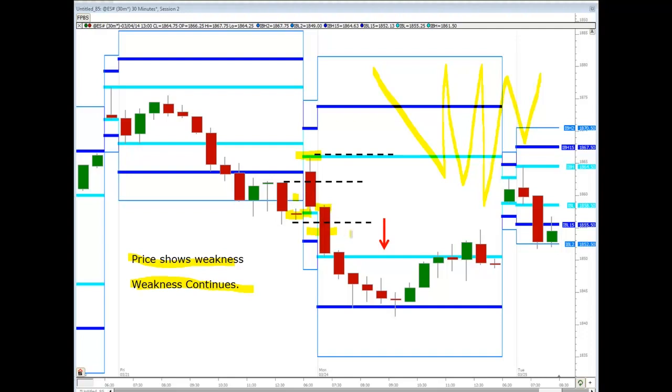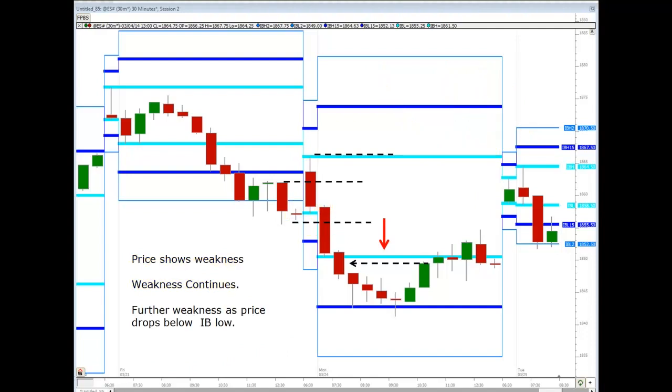Now let's see what happens as price action develops. Price actually shows further weakness as price drops below the IB low. So remember, we got the first two candles here. We established our initial balance for the day. Now, what happens next? I see more weakness as price drops lower than the initial balance low.